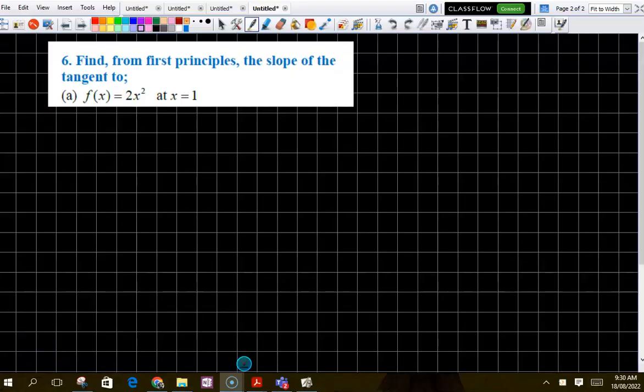So, fine, first principles. Now, I've said the slope, that could mean the rate of change, right? Same terminology. And we want this at the point when x is 1. So because you've got the point, the first thing we're going to do is say, well, f dashed of a equals limit. We're just copying that formula that we had on the board.